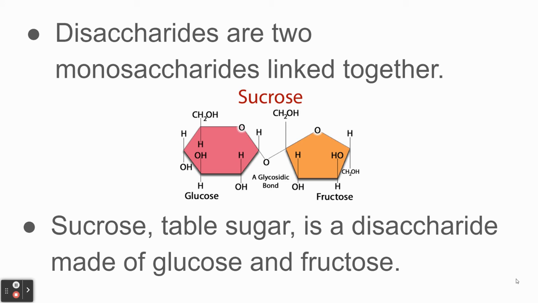The prefix di means 2. So in a disaccharide, 2 of these monomers, 2 of these monosaccharides are linked together to make one molecule. Sucrose is an example of a disaccharide. It is a glucose molecule and a fructose molecule that has been bonded together. Sucrose is table sugar. It's what you put in your Rice Krispies.